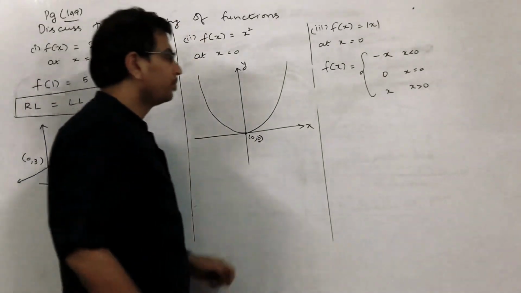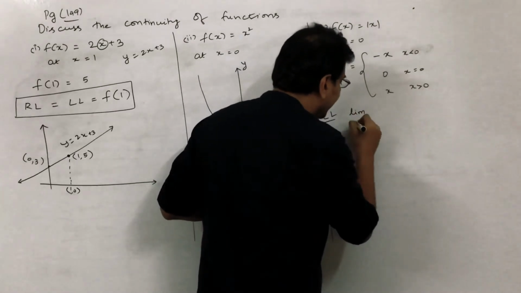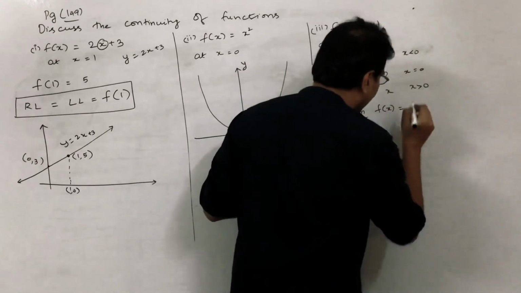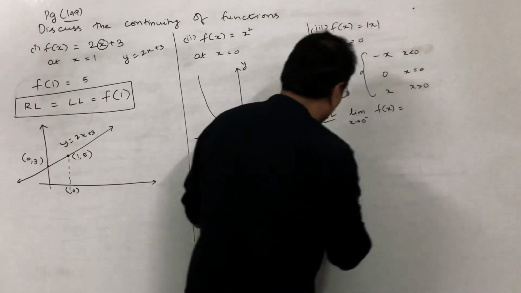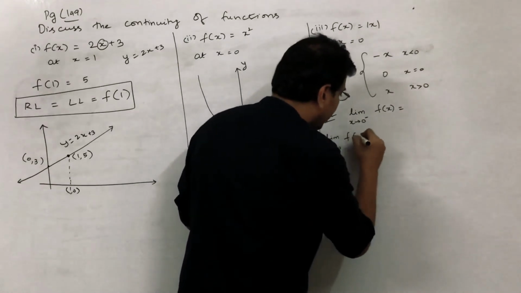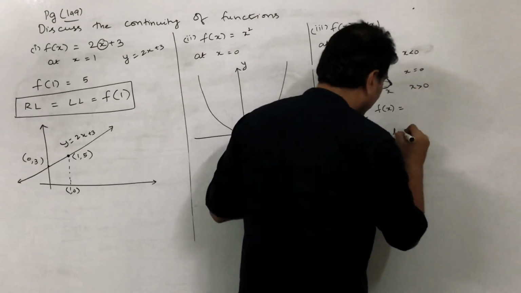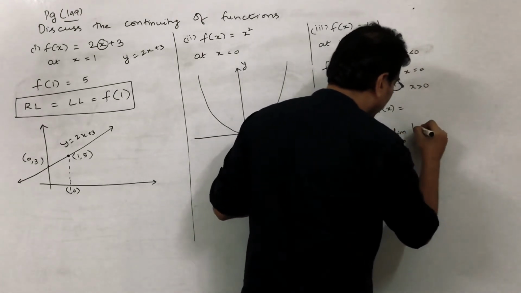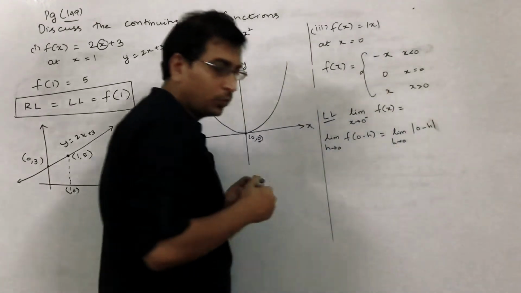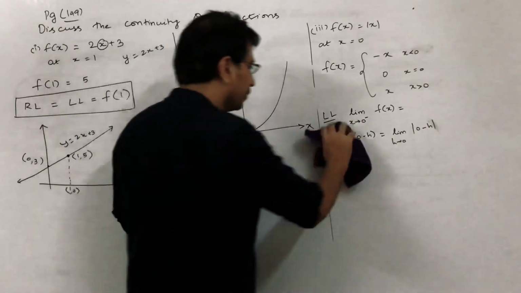Right? Now, we will check the left limit of the function. So, left limit is limit x tends to 0 minus f of x, which is equal to limit h tends to 0 of f of 0 minus h. So 0 minus h means limit h tends to 0 of mod of 0 minus h. Now to make it simple, I'll just do a small rearrangement. Observe.